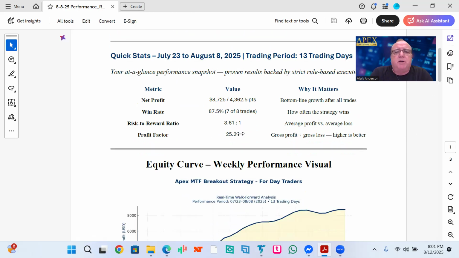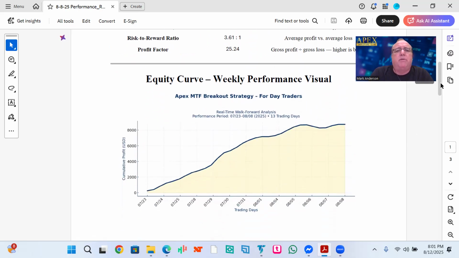So I expect some of these numbers to come down a little bit. That is extremely good, but we'll see how it goes. Okay, here's the equity curve. Here's what it looked like.